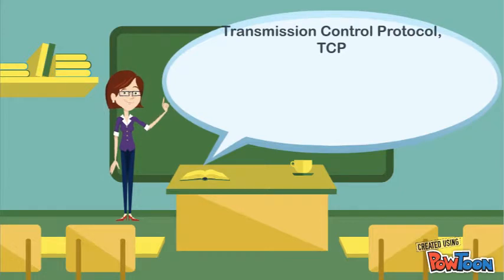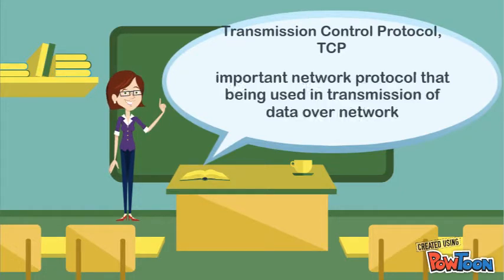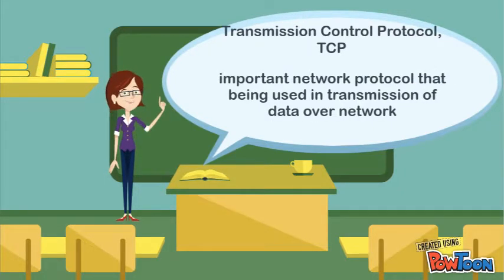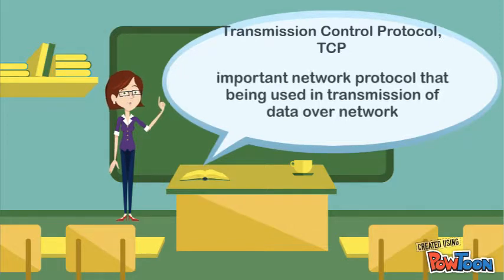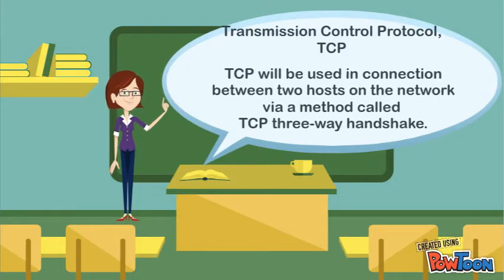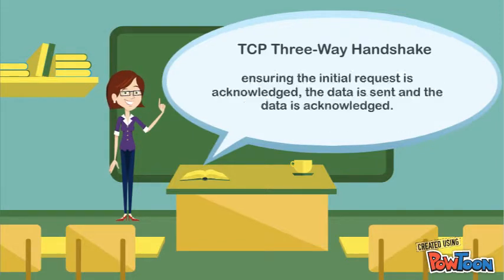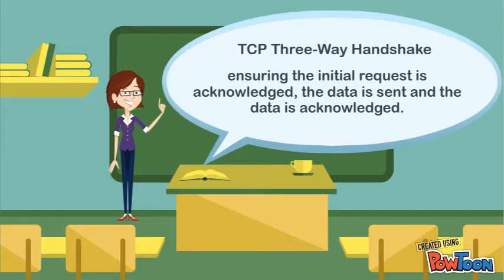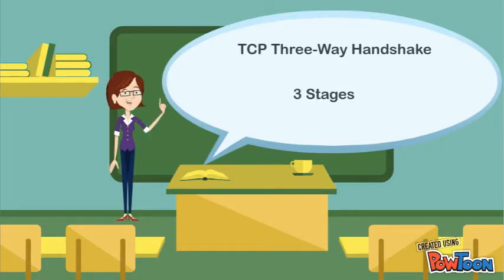Transmission Control Protocol, TCP, is an important network protocol that is used in transmission of data over a network. A TCP session must be established before both of the hosts can exchange data. TCP will be used in connection between two hosts on the network via a method called the TCP three-way handshake. The TCP three-way handshake ensures the initial request is acknowledged, the data is sent and the data is acknowledged. There are three stages in the TCP three-way handshake.